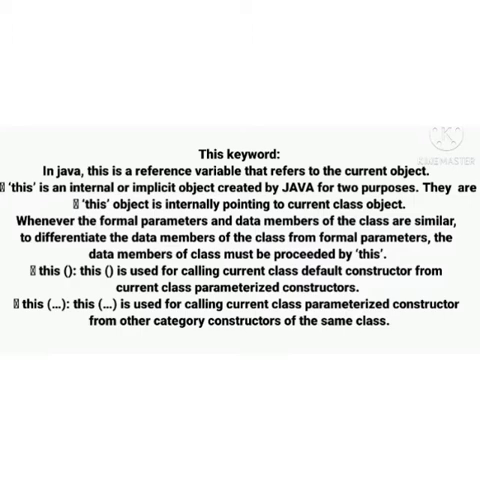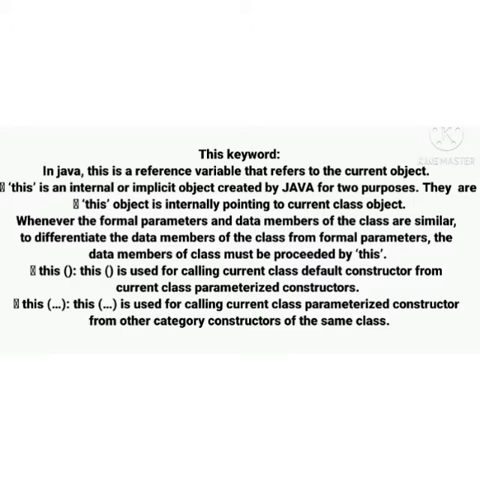This object is internally pointing to the current class object, whenever the formal parameters and data members of the class are similar. To differentiate the data member of the class from the formal parameter, the data member of the class must be preceded by this. This is used for calling the current class default constructor from the current class parameterized constructor.